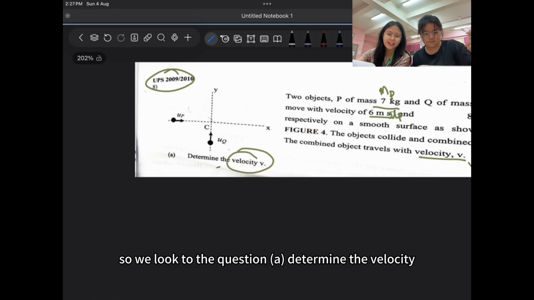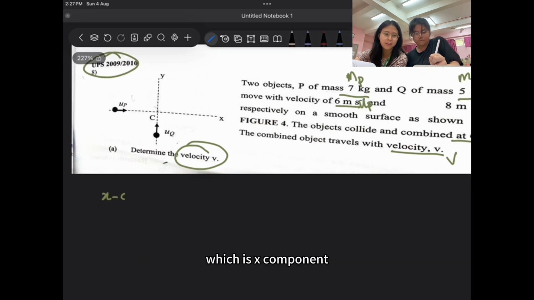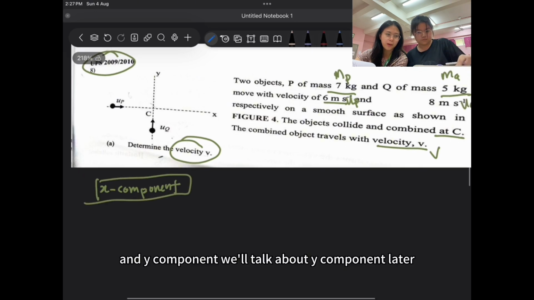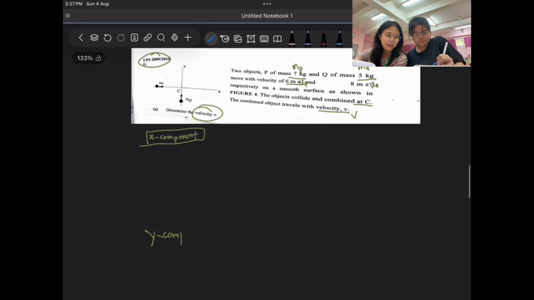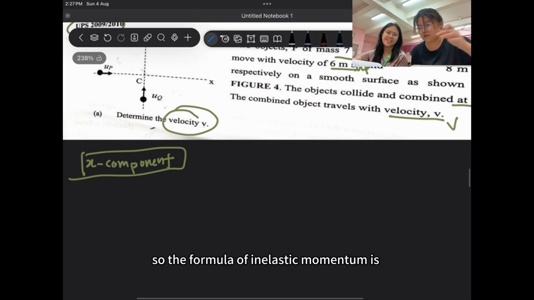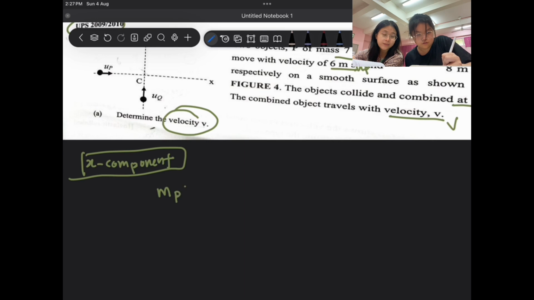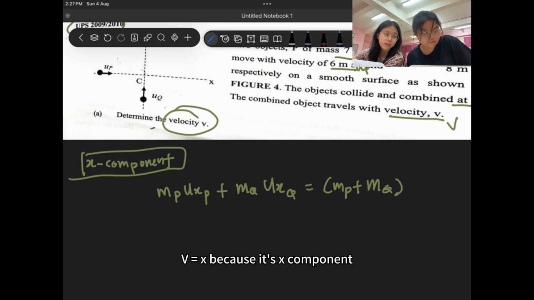So we look at question A: determine the velocity. We need to separate them into two components, the x component and the y component. We will talk about the y component later, so we will move on to the x component first. The formula of inelastic momentum is mP uP x plus mQ uQ x equals (mP plus mQ) Vx, because it's the x component.